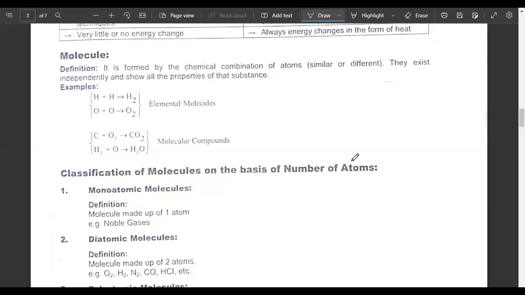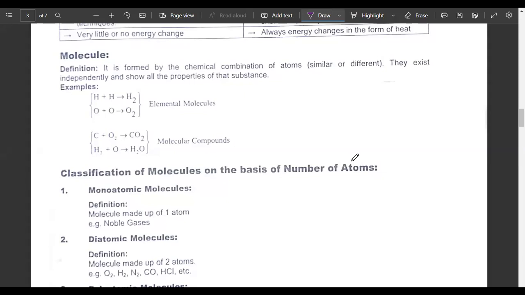So what are molecules? By definition, it is formed by the chemical combination of atoms. You can relate them with a compound. Compound के साथ उसको relate कर सकते हैं molecule को. It is formed by the chemical combination. Chemical combination का मतलब कोई bonding नहीं. Either similar or different. They exist independently and show all the properties of that substance.